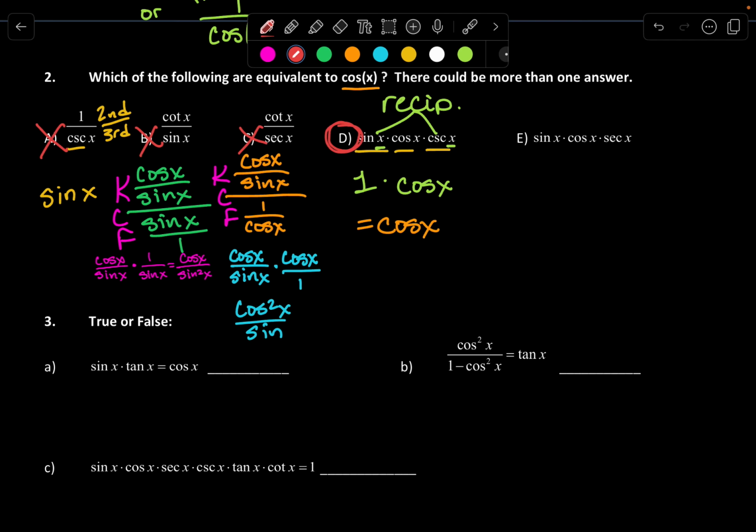Option E is very similar. I've got sine x times cosine x times secant, and cosine and secant are reciprocals, and they're being multiplied by each other. So this one ends up equaling sine x times 1, which is just sine x, which is not cosine x.